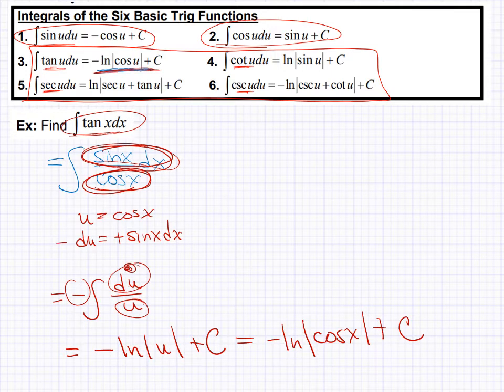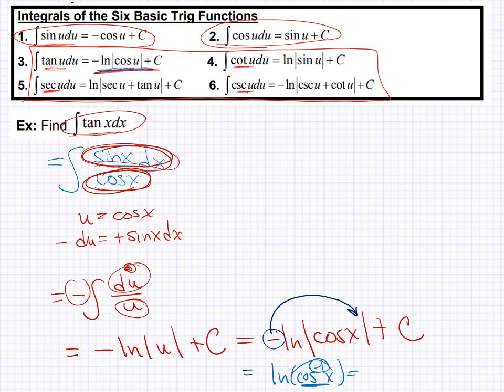Another way you could write this answer is to take this negative, use your log properties, and write it in as a power, right? Powers inside could come out as multiples and then vice versa. So I could write this as log of cosine to the -1. Now that's not inverse, so that's a problem. We usually wouldn't write that. But anything to the -1 power is reciprocal.